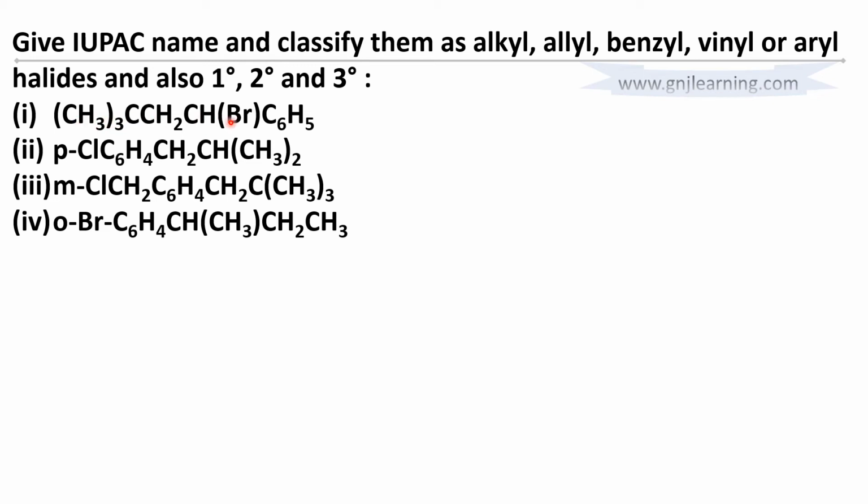To make it more clear, first what you have to do is write the real structure of the formula to simplify it. So I have a carbon to which three CH3 groups are attached. Then I have CH3, then CH2, then CH to which bromine is attached on one side, and on the other side a benzene group is there. Clear? C6H5 means it's a benzene group.